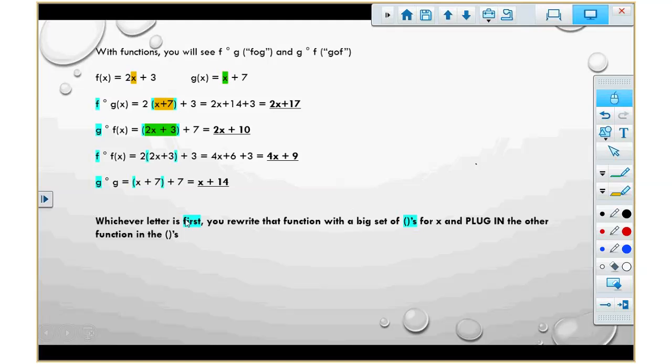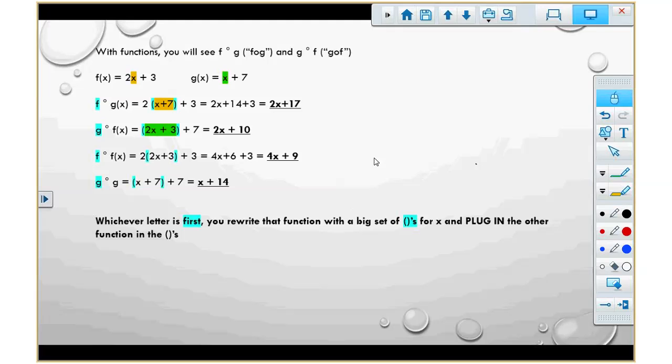Whichever letter is first, you rewrite that function with a big set of parentheses, and then you plug in what the other letter is. Simple as that. This right here is one of the biggest problems students have with functions: composition. You've got to find your own little method of doing it. I have found that this little method works, because this is what I used when I was in college algebra. Whatever letter comes first, you rewrite that equation with a big set of parentheses.